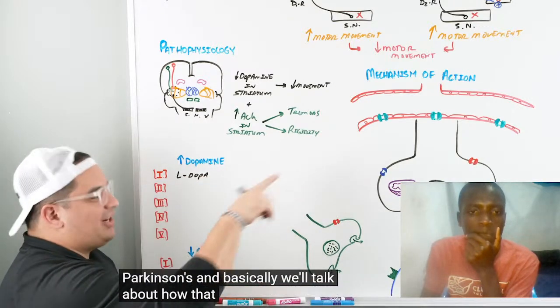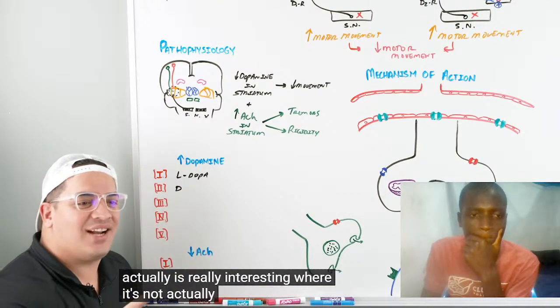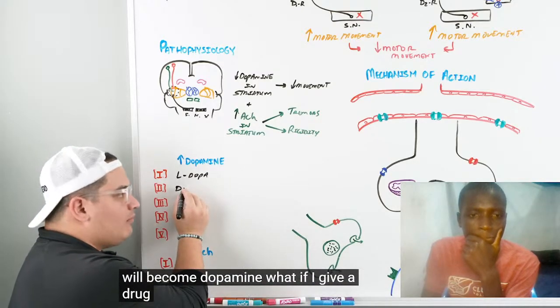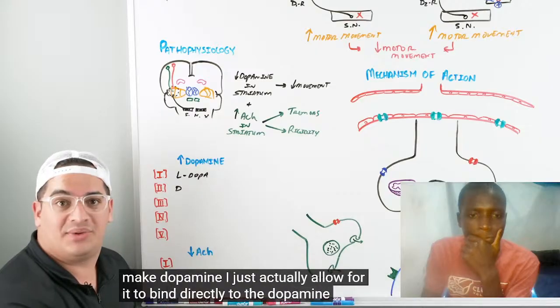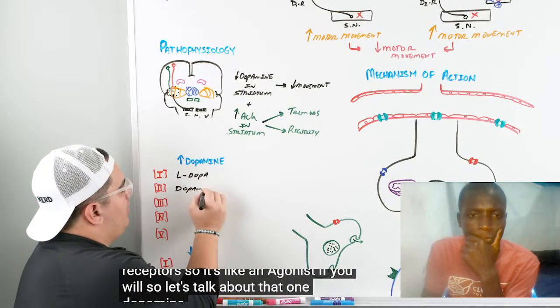Let's just list the categories. So the first one is L-DOPA. The second one is something really interesting, where it's not actually dopa, because the whole point is to increase dopamine. L-DOPA will become dopamine. What if I give a drug where I don't have to use neurons to make dopamine? I just allow it to bind directly to the dopamine receptors. So it's like an agonist, if you will. So let's talk about that one. Dopamine agonist.